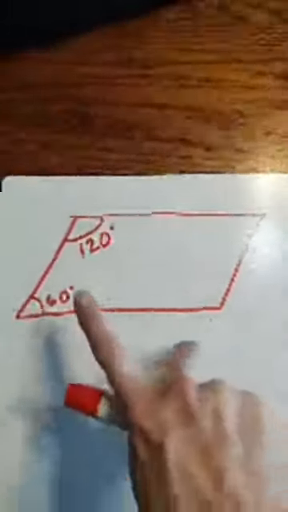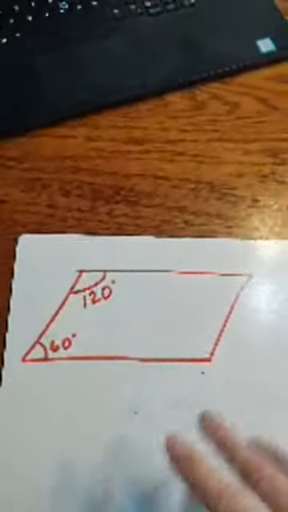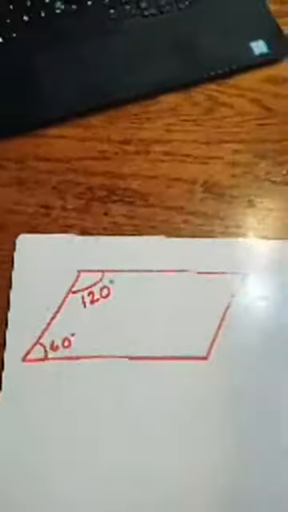So I have my parallelogram. Remember, my parallelogram has two sets of parallel sides, and parallel meaning they are never going to touch. They're going to go on infinitely. If we extended these lines out, they will continue out and they will never touch, okay? And they will stay the same distance apart.